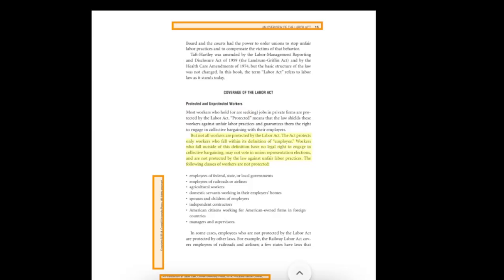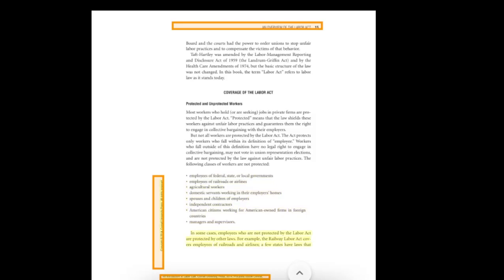The Act protects only workers who fall within its definition of employee. Workers who fall outside of this definition have no legal right to engage in collective bargaining, may not vote in union representation elections, and are not protected by the law against unfair labor practices. The following classes of workers are not protected: employees of federal, state, or local governments, employees of railroads or airlines, agricultural workers, domestic servants working in their employers' homes, spouses and children of employers, independent contractors, American citizens working for American-owned firms in foreign countries, managers and supervisors.